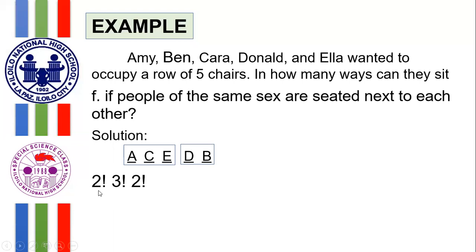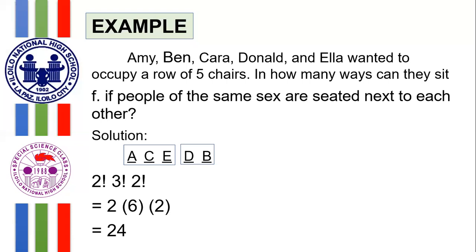But you might ask, sir, how about these 2? Because there are 3 factorial ways for A, C, and E to rearrange among themselves. And for Donald and Ben, there are 2 factorial ways. We know that 2 factorial is 2 and 3 factorial is 6. And so we have 2 times 6 times 2, that's 24. Hence, there are 24 ways for these 5 people to sit if people of the same sex are seated next to each other.